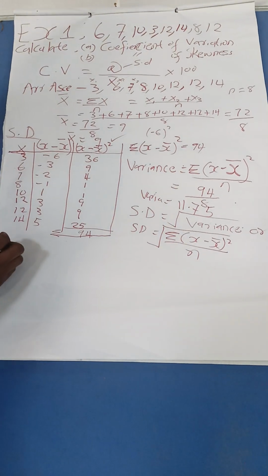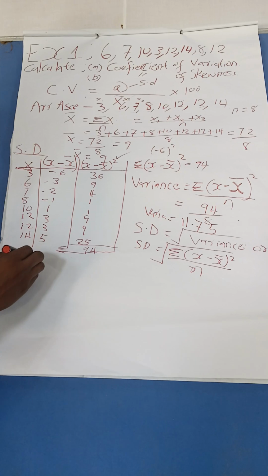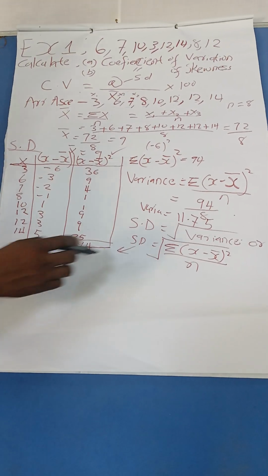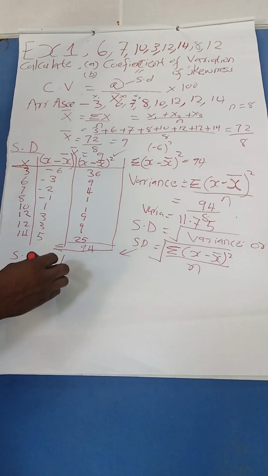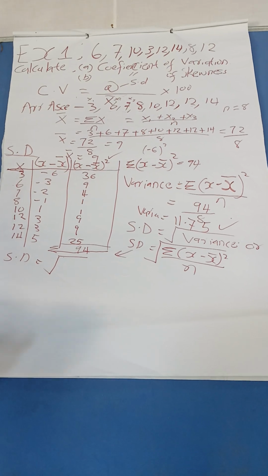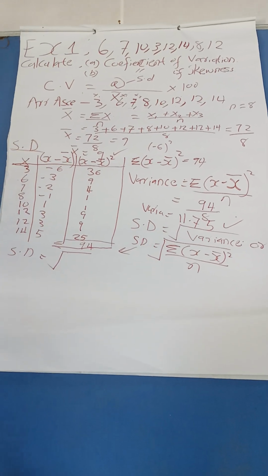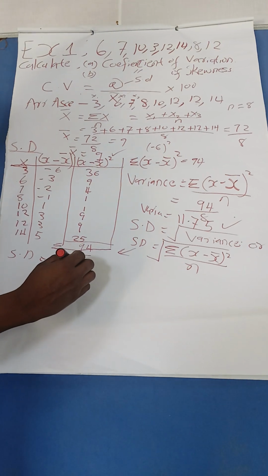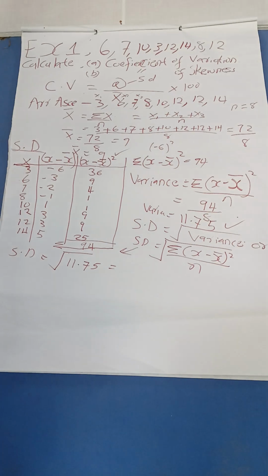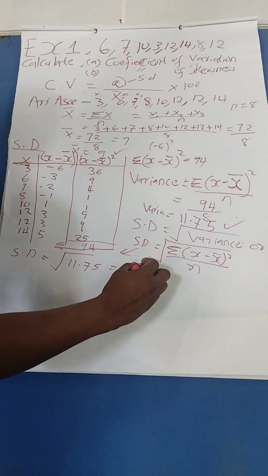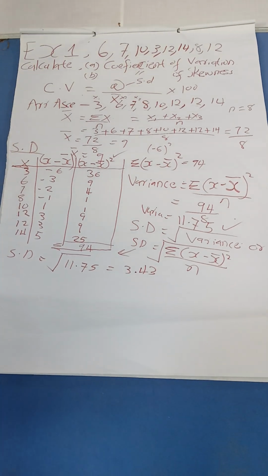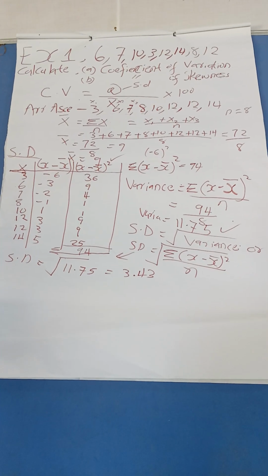So now, I already have the variance, so the answer will be just the square root of 11.75, because we have said standard deviation is equal to the square root of variance. So the standard deviation will be 3.43. So at any given time, variance will always be higher than the standard deviation.